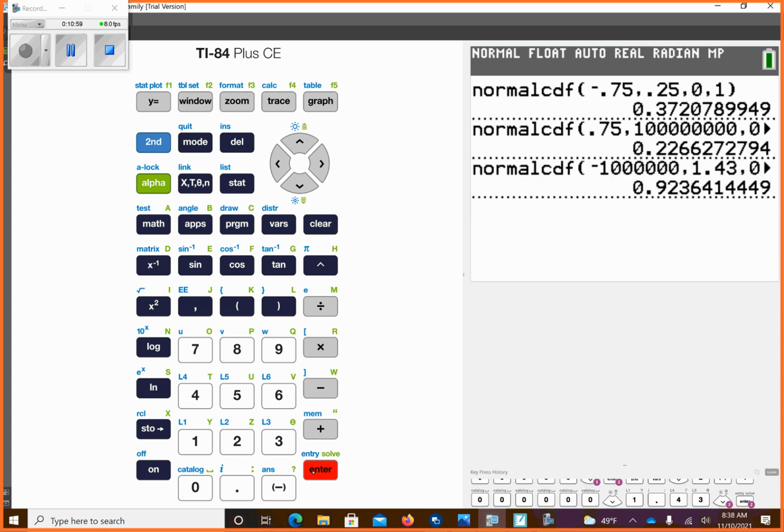So if you had a z-score of 1.43, that means that 92.4% of the area is to the left. That means that if you were on any standard normal distribution curve, ACT, SAT, AP scores, anything like that, if you scored 1.43 as a z-score or 1.43 above the standard deviation, that means you did better than 92.4% of the other people that took the test. Okay, so that kind of means something.